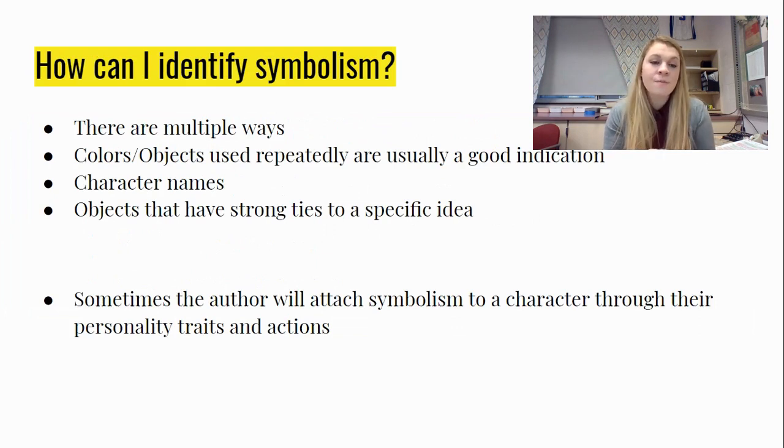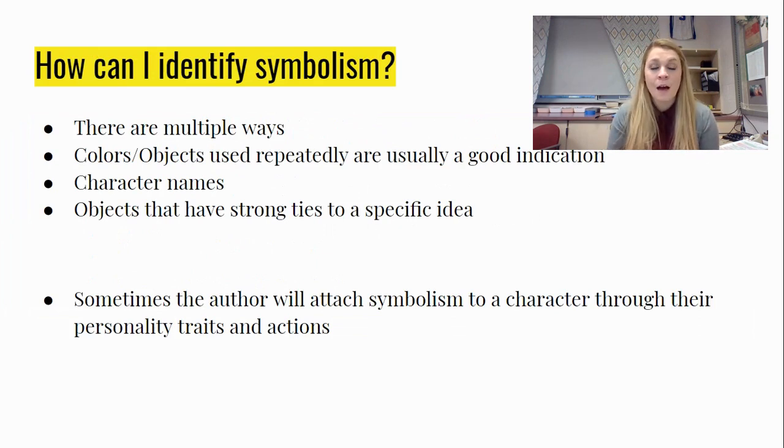And also something to look out for is sometimes the author will attach symbolism to a character through their personality traits and actions. There's a novel out there called The Outsiders, and one character is always beating up on people, and he has these brass knuckles, and he is always getting into fights and that sort of thing. You can say that that character symbolizes violence in the community. So those are just some quick tips for you before we go into our next story.